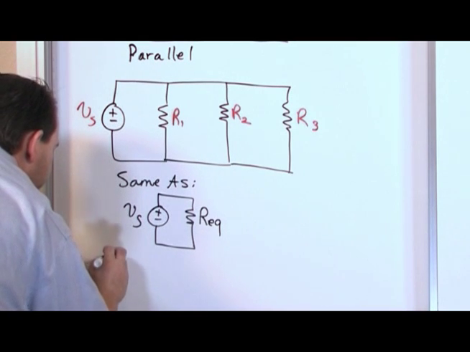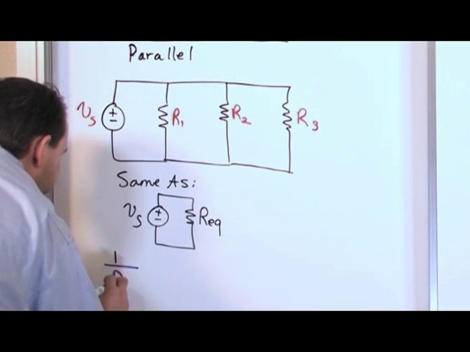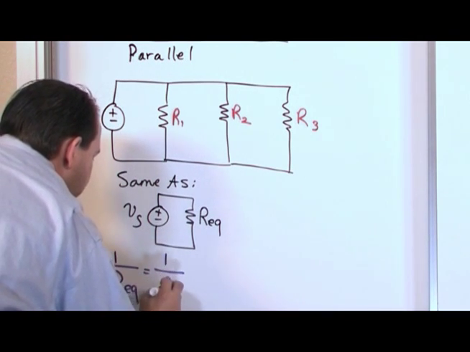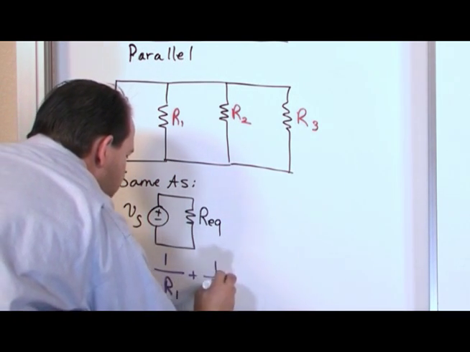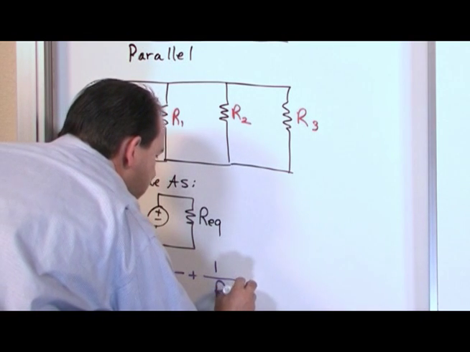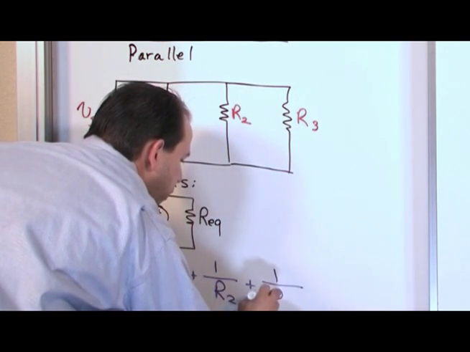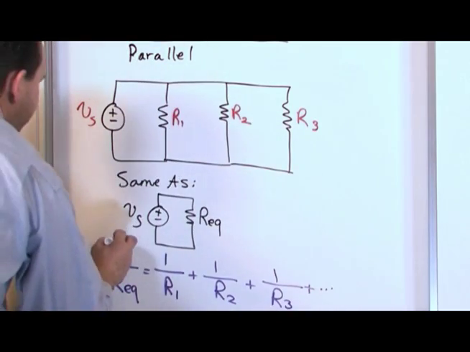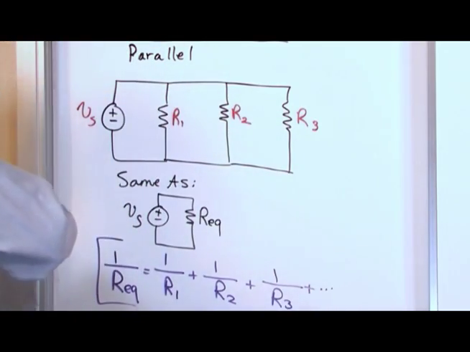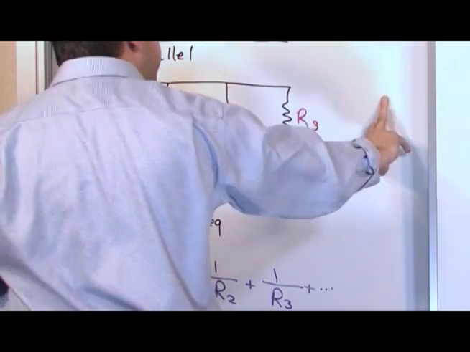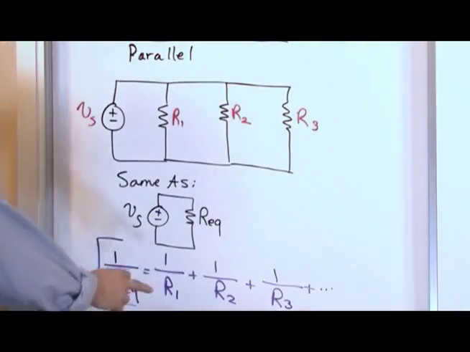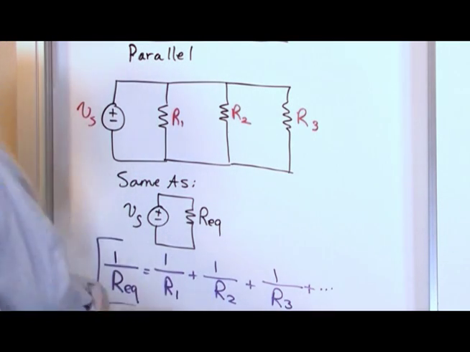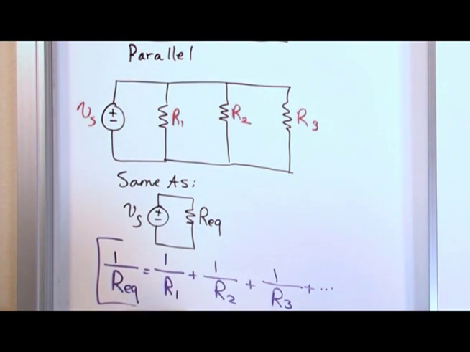So what it is, it's 1 over the equivalent resistance is equal to 1 over R1 plus 1 over R2 plus 1 over R3 plus and so on. In this case, I only have 3 resistors, so I'm only going to write 3 terms. But if I had a 4th resistor, a 5th resistor, and so on in parallel, then I would just have more terms. Now this, to a lot of students, looks a little bit complicated at first. But really, it's not that complicated.